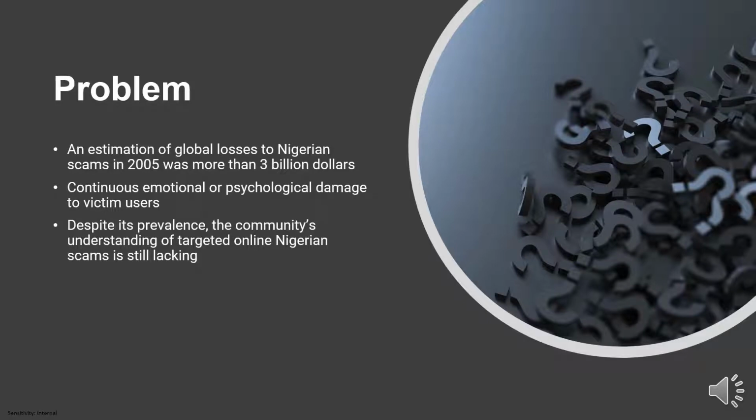Basically, the main problem here is that Nigerian scams, aka 419 scams, have pretty much taken over the online market. Around the world, these scams have cost people more than $3 billion. Also, the users that are affected usually would have to face a significant level of emotional and also psychological distress.